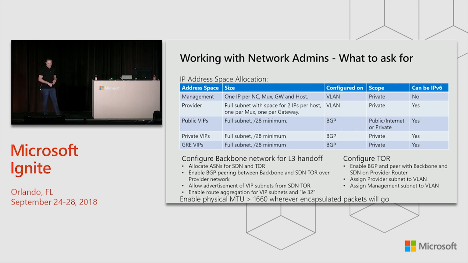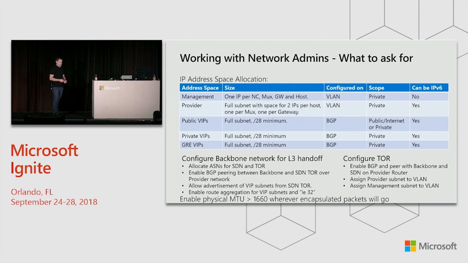Your provider address space, this is for your encapsulated packets. These are also known as VTEPs, virtual tunnel endpoints. Those go on the provider network. It's also the inbound and outbound for your load balancer. Those are the only two that get configured on a VLAN, right? You configure those on a VLAN so that you have a router to connect to, and you connect a router interface in the switch.